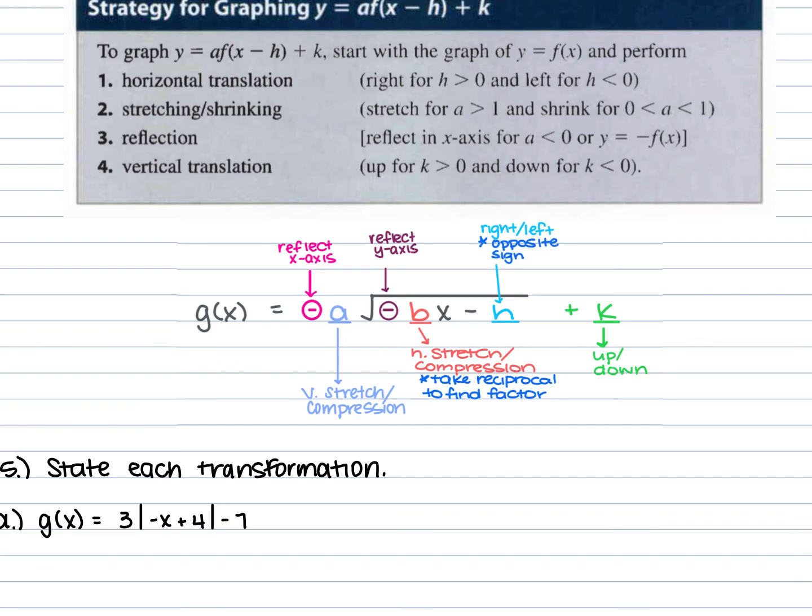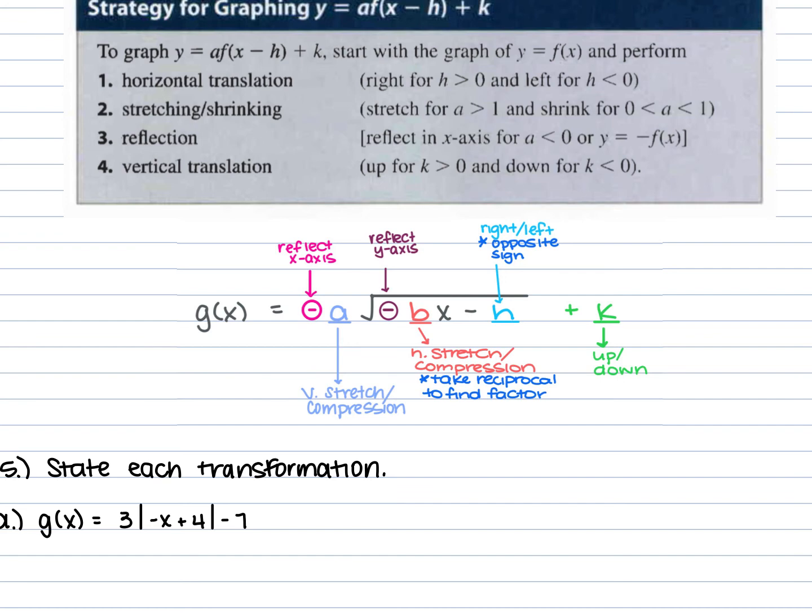Then if you have the negative underneath the radical, inside the parentheses, inside the absolute value bars, that reflects across the y-axis. That number that's in front of the x, that's the coefficient of x, take the reciprocal of that number and it gives you your factor. If that reciprocal is greater than 1, you have a horizontal stretch by that factor. If that reciprocal is between 0 and 1, you have a horizontal compression by that factor.